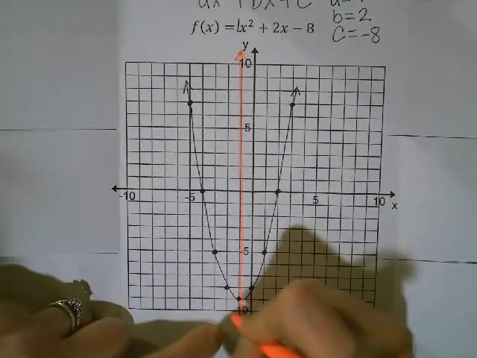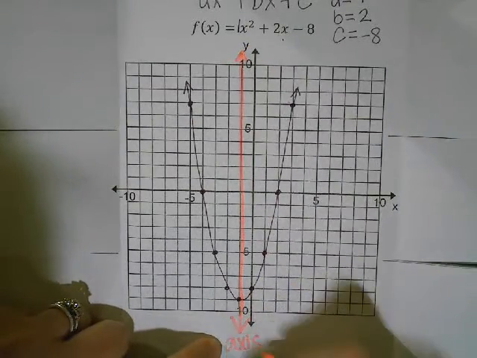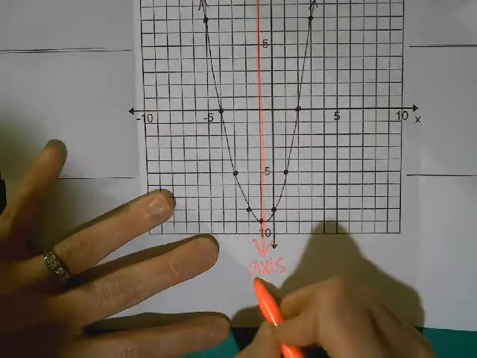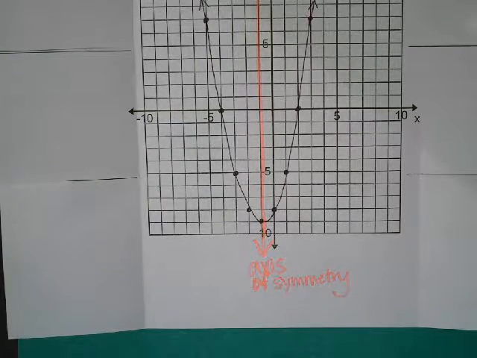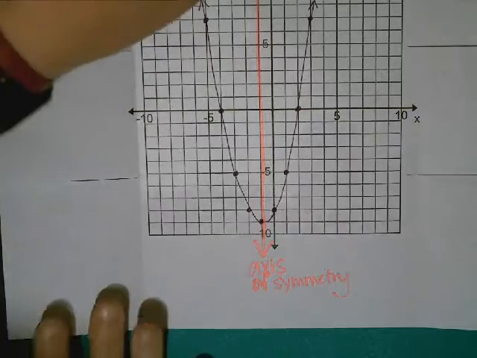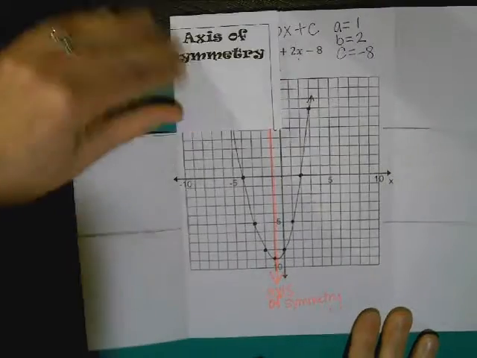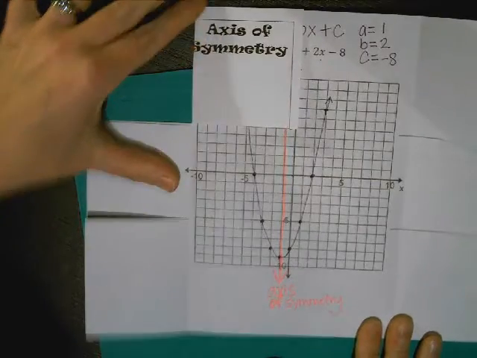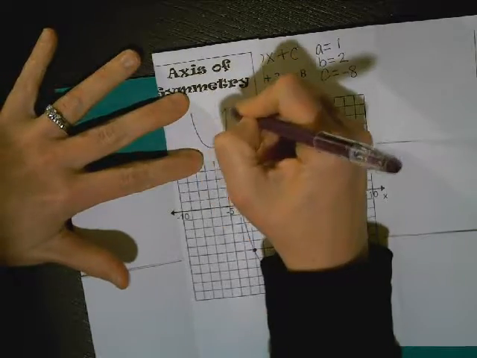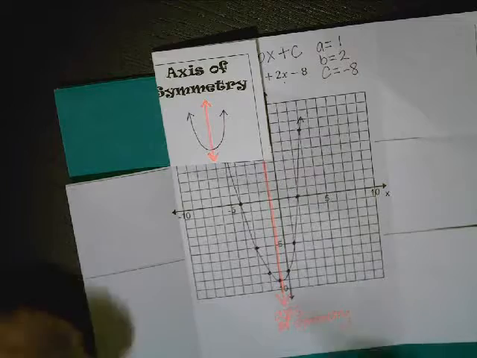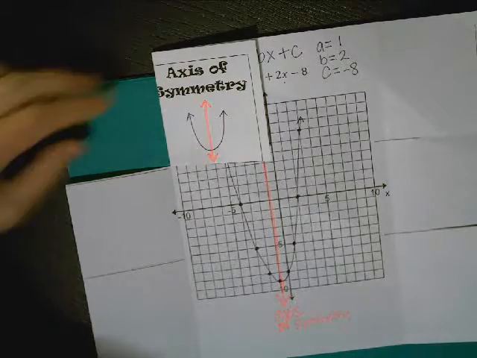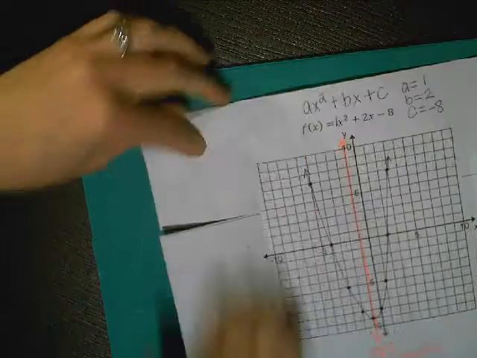This is called the axis of symmetry. Okay, and the axis of symmetry is the line that cuts the graph in half. So this right here, this is our axis of symmetry. I might draw a picture on the front just so I have an image. And our axis of symmetry, remember, is the straight up and down line that cuts the graph in half. Okay. Alright, so let's put that definition on the inside.